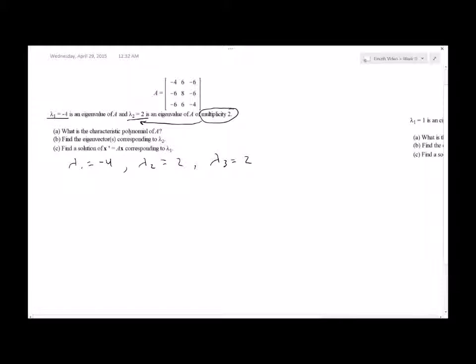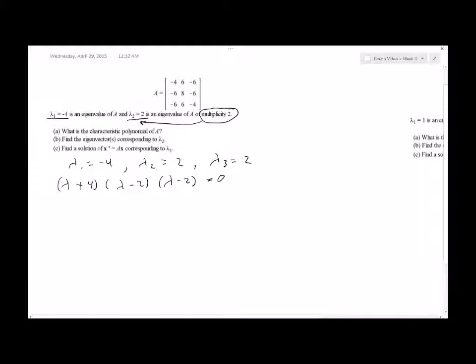So A is asking what's the characteristic polynomial. It's really not difficult. You just put it back into its factored form. So it's going to be like this, and that's it. That's all you have to do for part A. Is the characteristic polynomial. You set equal to 0 if you want. It's perfect. You don't have to distribute, which makes life very easy.